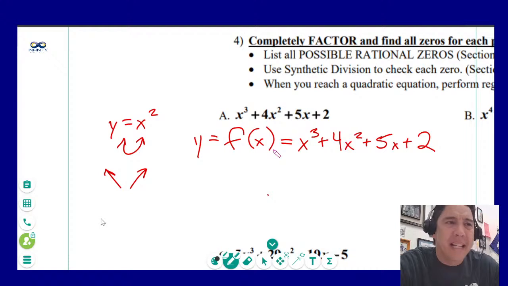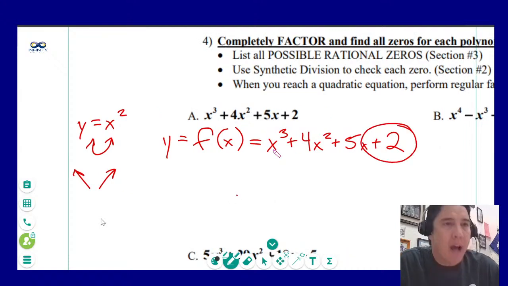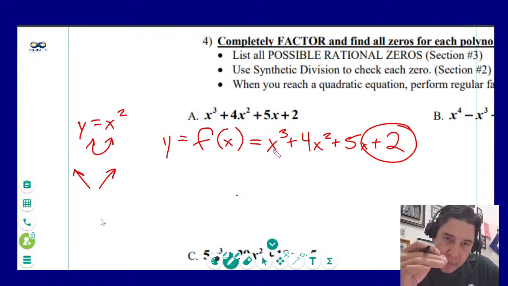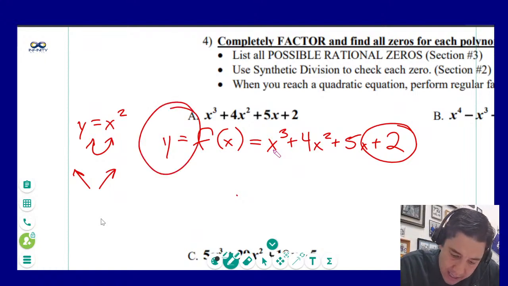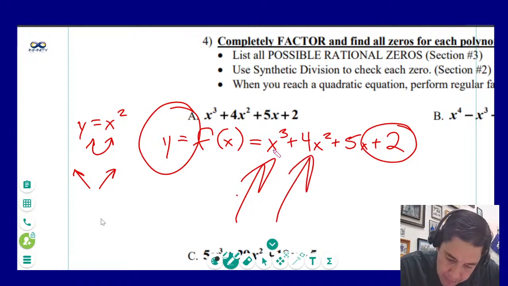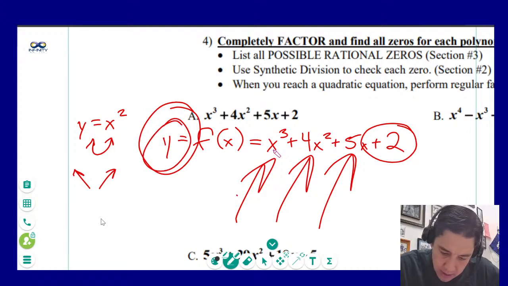Also, immediately when I see this function, I see that the y-intercept is 2. Just like I told you the roots or the x-intercepts was the value of x when y equals 0, the y-intercept is the value of y when x equals 0. And obviously all those terms are 0 if x is 0, so y equals 2.